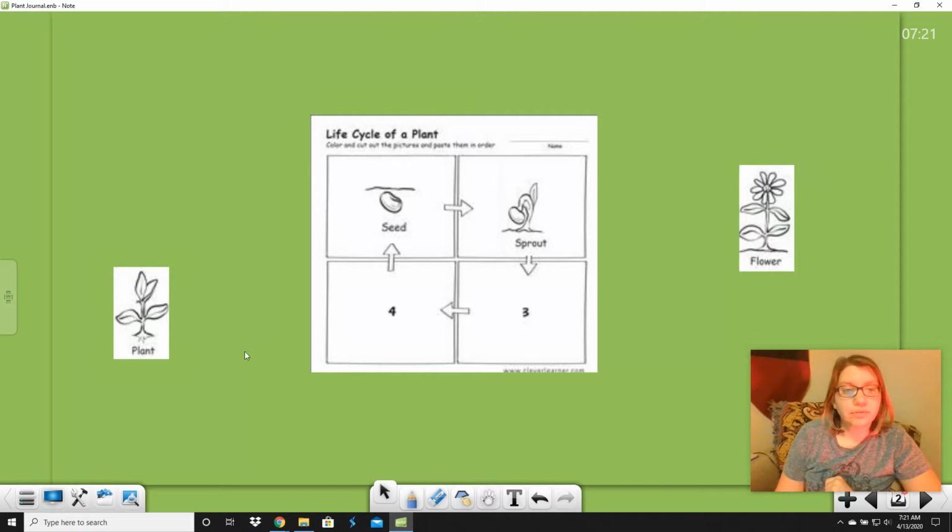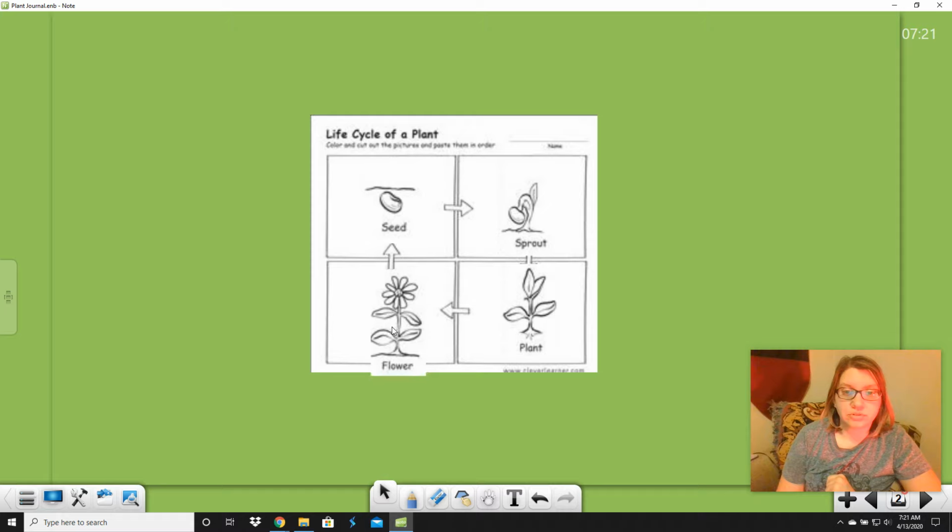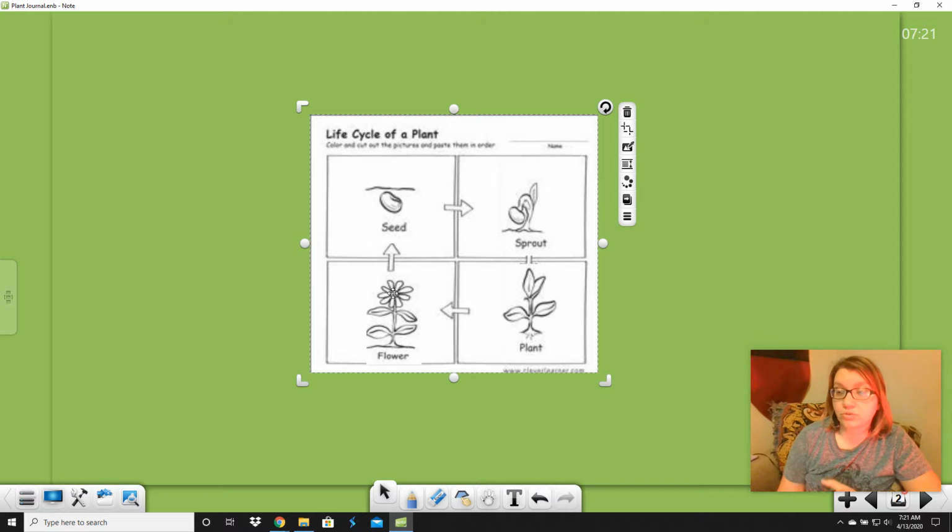All right, and after the sprout, what comes next? Does the flower happen first or just a plant? Yeah, just the plant. And then what grows on the plant? A flower. And then look at the arrow. Look, the arrow points up to the seed again. Where did the seeds come from? From the flower. This flower inside the middle, there's more seeds. Or like on that dandelion, those were seeds that came.